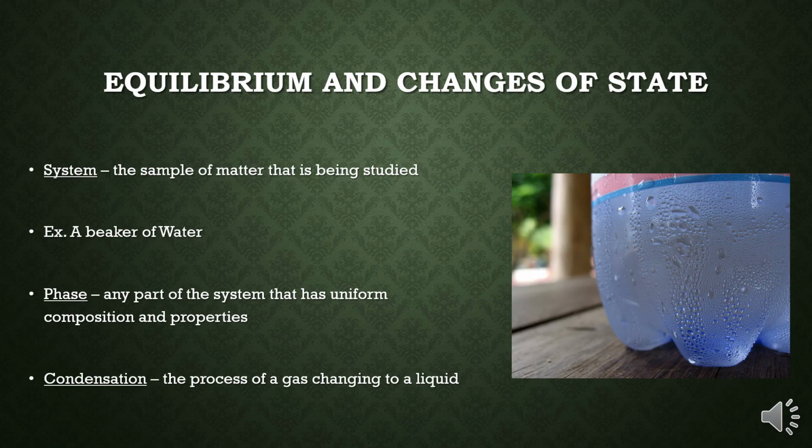Equilibrium and changes of state. A system, that's the sample of matter that is being studied. Example, a beaker of water. Phase is any part of the system that has a uniform composition and properties. In a beaker or a bottle of water, at any point in time you have water, which is just liquid water, or you might have some gaseous water up above it. Both those are two different phases. You have the water phase and you have the gas phase.